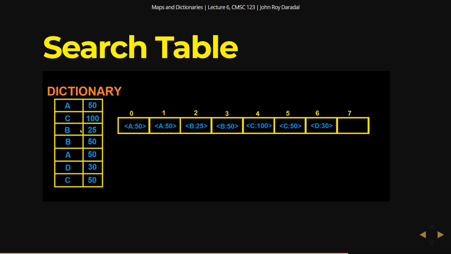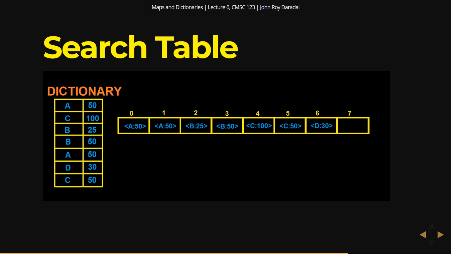So let's say that we have this dictionary here. It's the same dictionary that we've been using in our examples earlier. So A50, C100, B25, B50, and so on. So instead of adding these entries in this arbitrary order, we will add them to the array, but we will sort them through their keys. So you'll notice we have A50, A50, B25, B50, C100, C50, D30. So they are now sorted by their keys. So A, A, B, B, C, C, D. Okay, so that is how the search table will look.